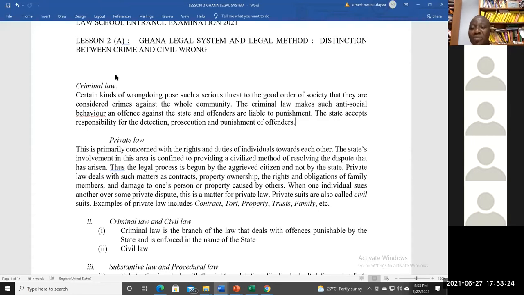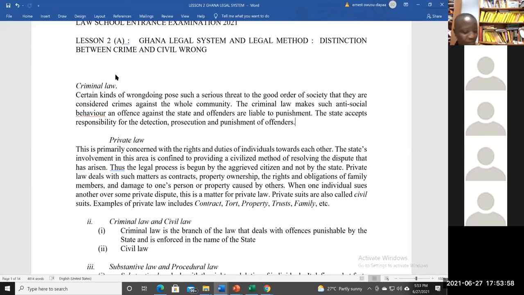In terms of examination, examiners of Ghana legal system and method, maybe that is one popular area where you're invited to distinguish between either a crime and a civil wrong, or they will say criminal law and civil law. So first, we know criminal law is an aspect of the public law, which deals with offenses.